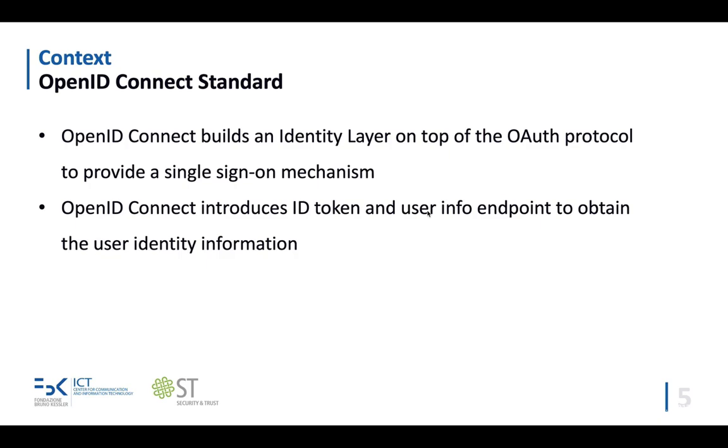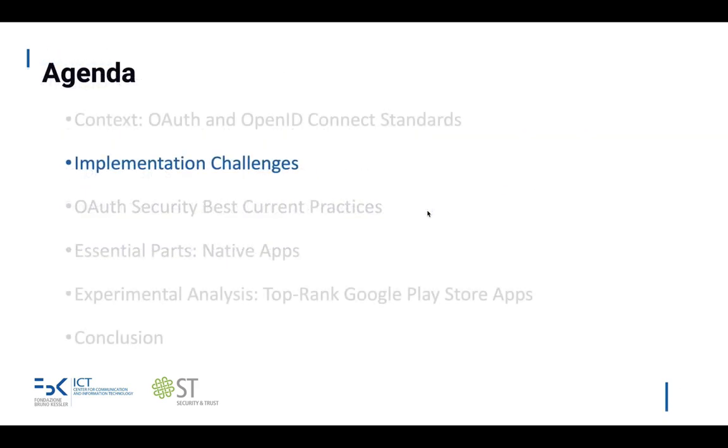So that's why the OAuth working group introduced the OpenID Connect standard, which is simply an identity layer on top of OAuth in order to provide a single sign-on mechanism. And it introduces the ID token and user info endpoint in order to obtain the user identity information. So simply, whenever you want to do authentication, use OpenID Connect, and if you want to access an API, simply use OAuth.